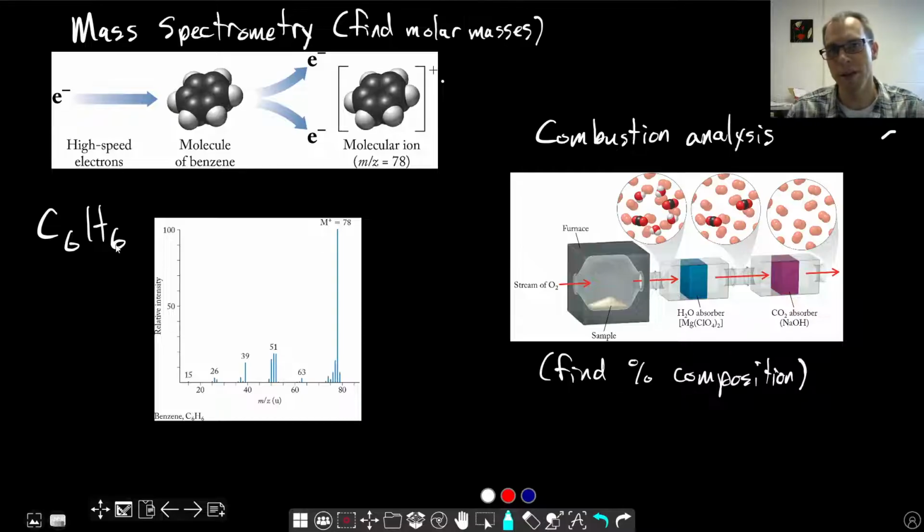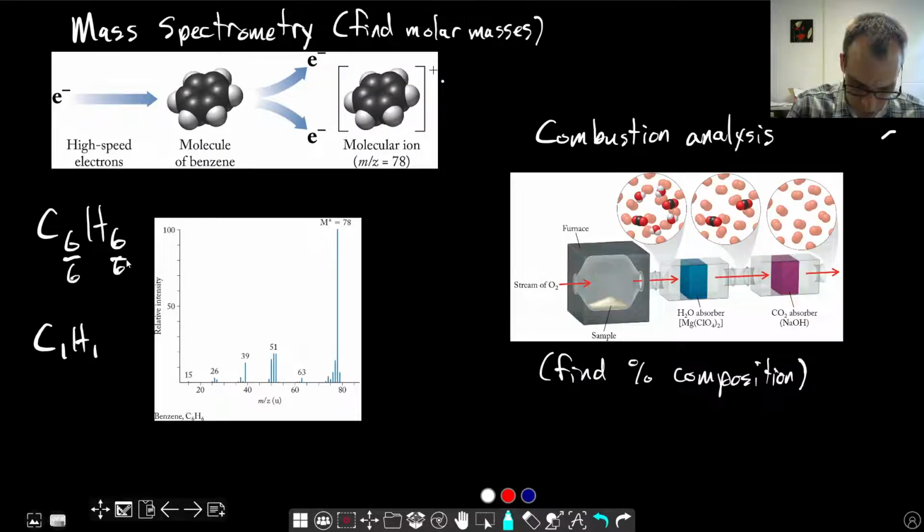If we went through the process of finding the empirical formula for this compound, what we would end up with is actually C1H1. The reason for that is with an empirical formula, you'll always find the lowest possible ratio. What I mean by that is if we divided each of these numbers by 6, we'll get C1H1. So if we do an analysis where we find the mass percent and then find the empirical formula for benzene, how do we know that it is C6H6?